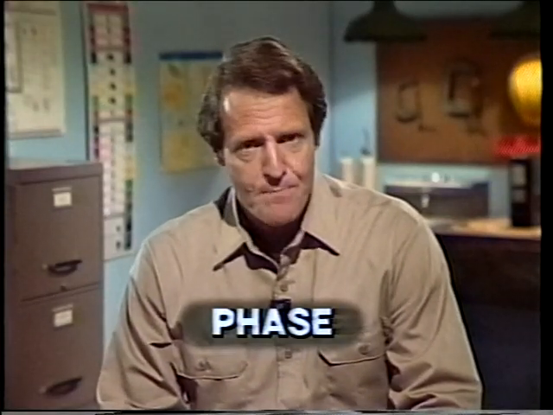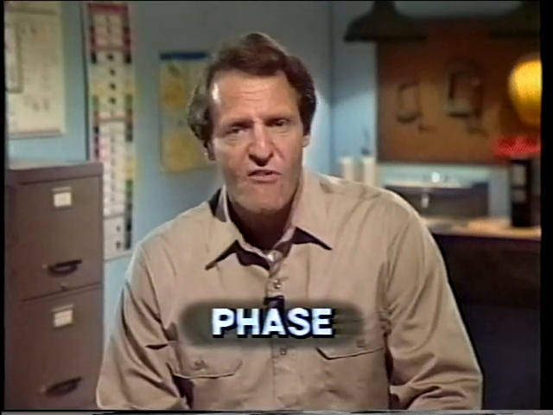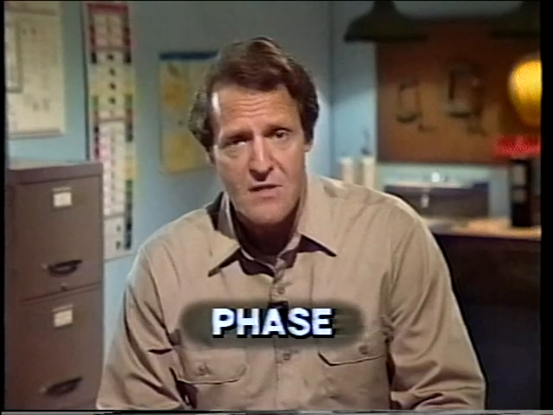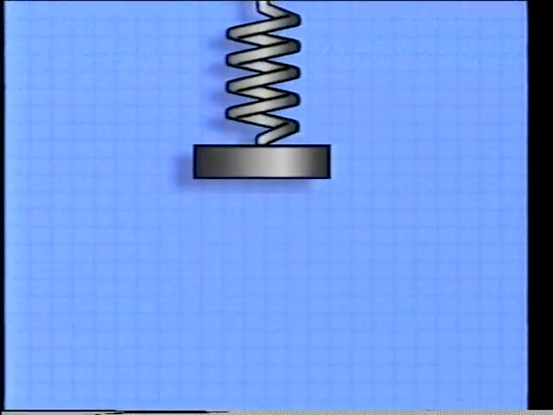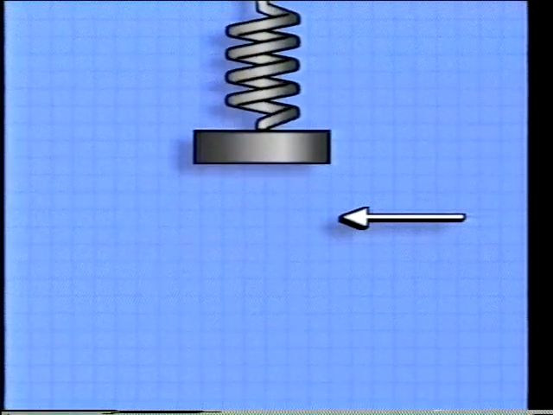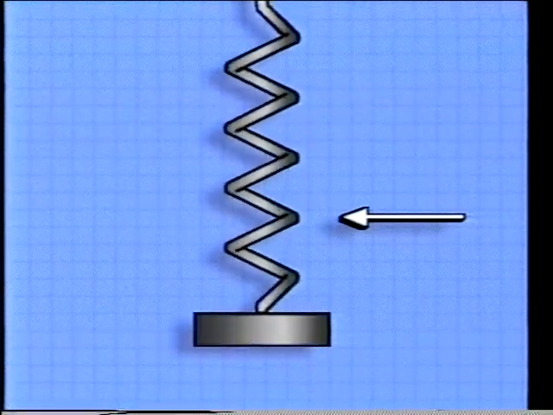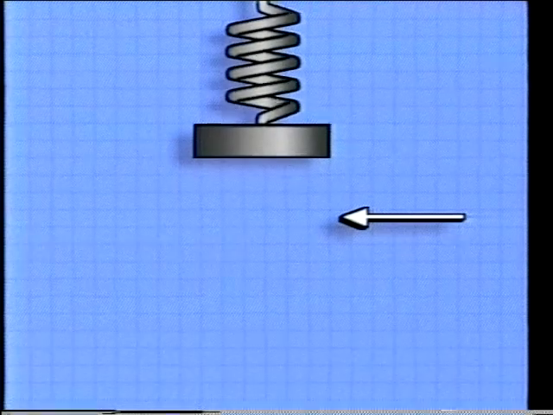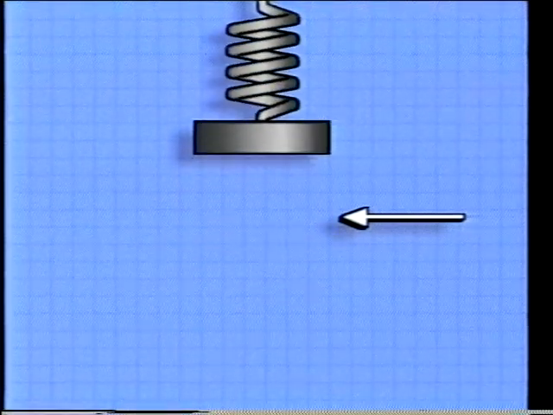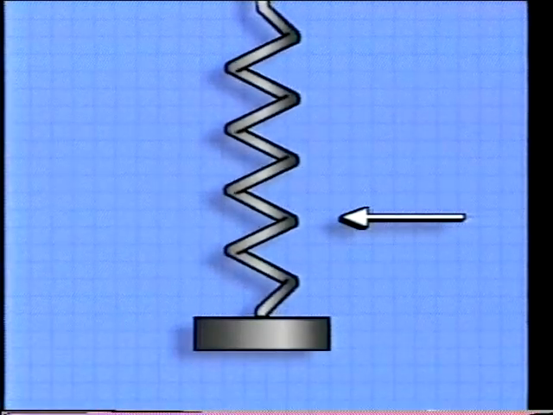Another term associated with vibration is phase. Phase is the position of a vibrating component in reference to a fixed point at a specific time. For example, the block shown here travels past this fixed point. So regardless of where the block is located, its position can always be compared to the fixed reference point. By measuring the phase, the movement of the block can be better understood.